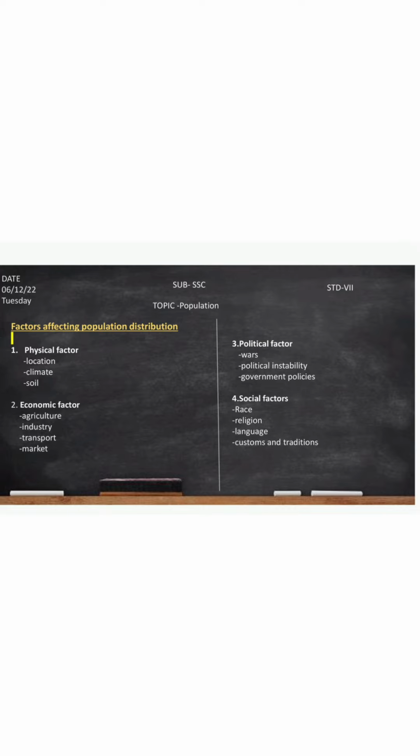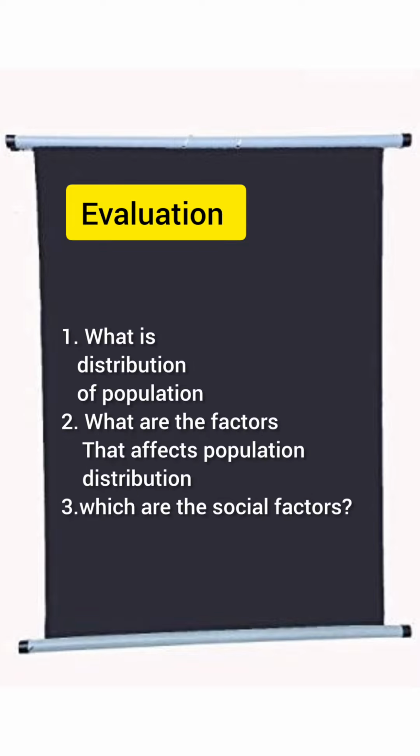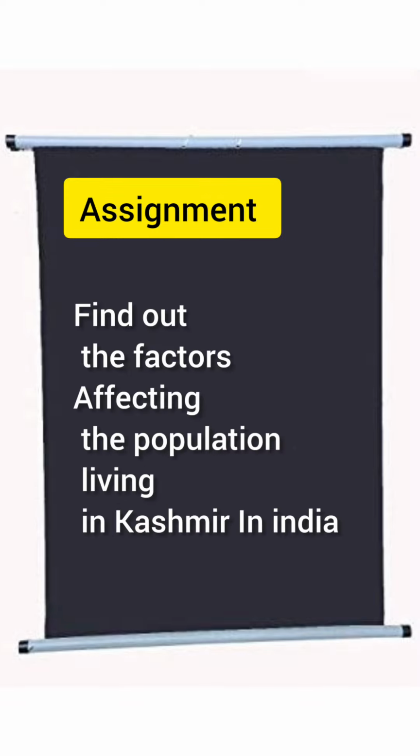Understood the factors? Okay. So based on today's lecture, I am going to give you a short evaluation question. You have to solve it. Here is the assignment. Find out the factors affecting the people living in Kashmir in India. Whichever the factors are, it can be physical, economic, political or social. You just have to write 5 factors of it.